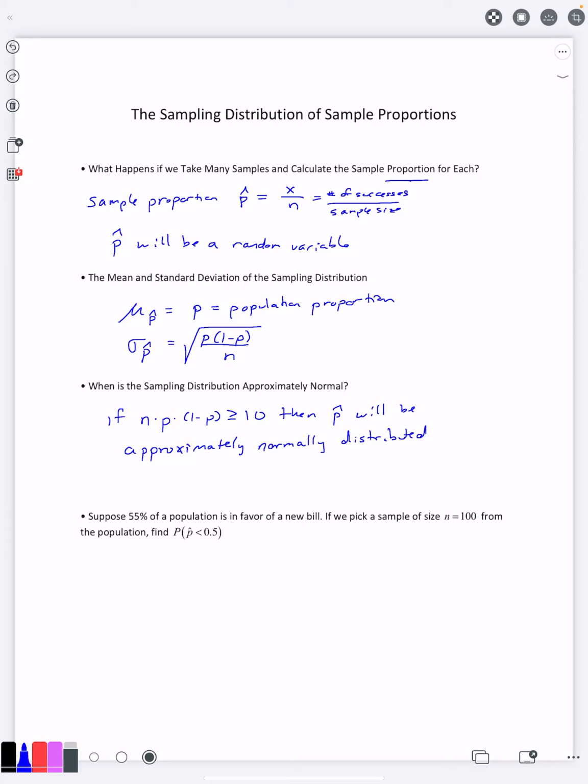On the other hand, if N times P times 1 minus P is not at least 10, then we don't really know what to do. So you can expect when I ask you these questions that it is going to be at least 10.